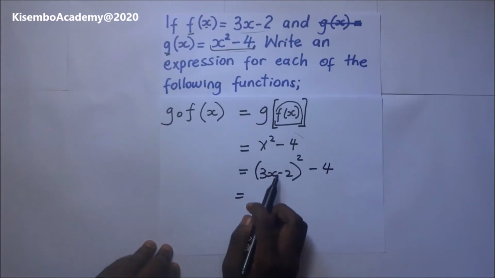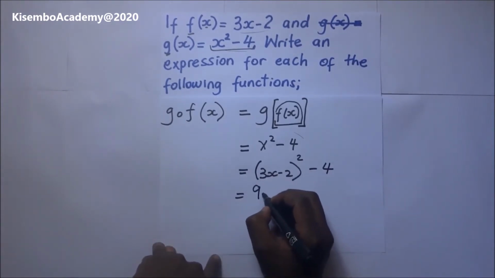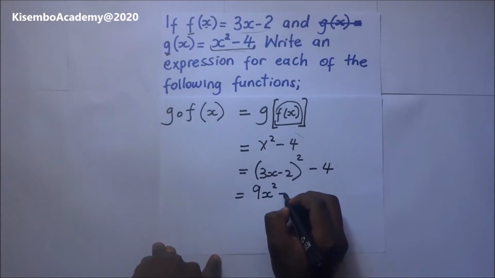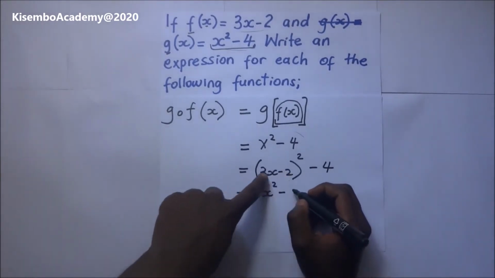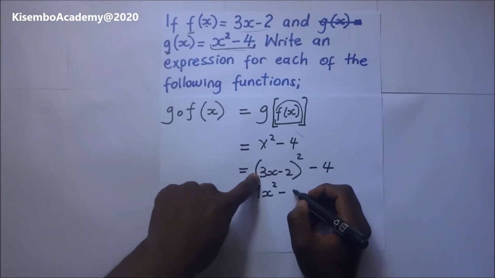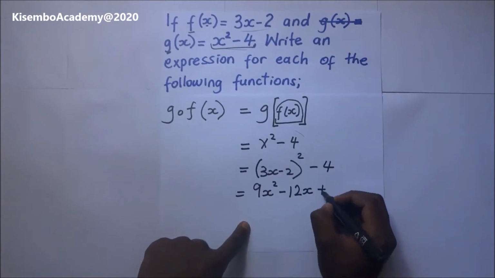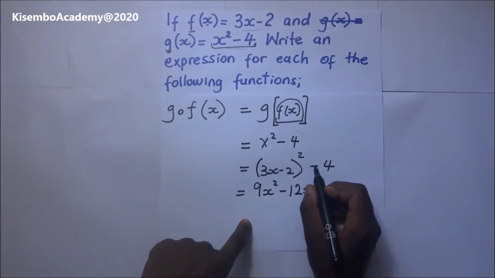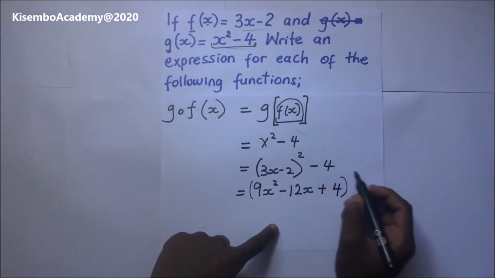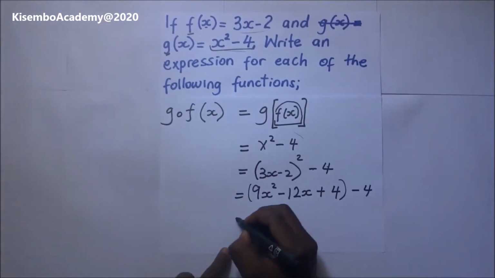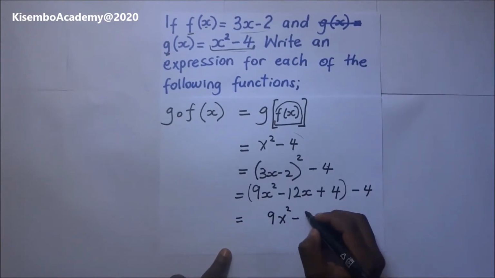And so we go ahead and expand this. This is definitely going to become 9x squared minus 2 times 3 times 2. 2 times 3 is 6, 6 times 2 is 12, so minus 12x plus 4. Then this is an expansion of this, minus 4. And so we shall end up with 9x squared minus 12x.